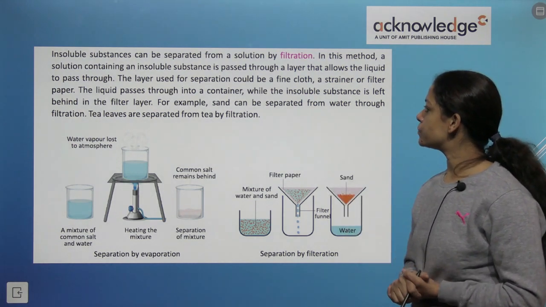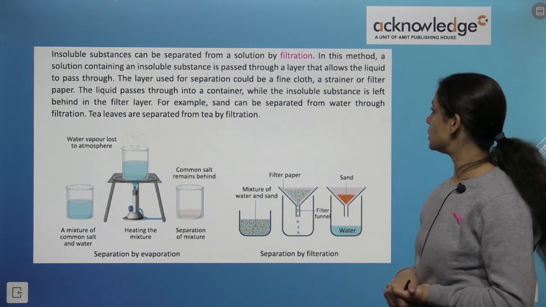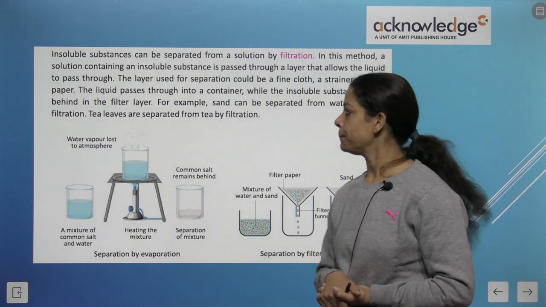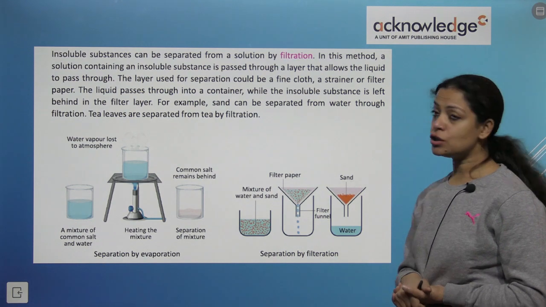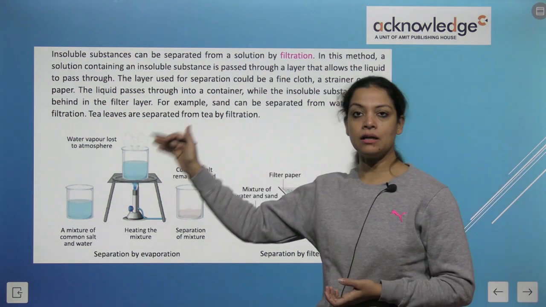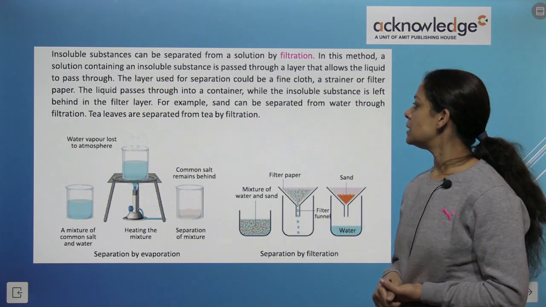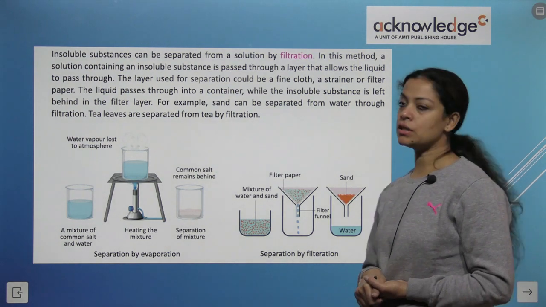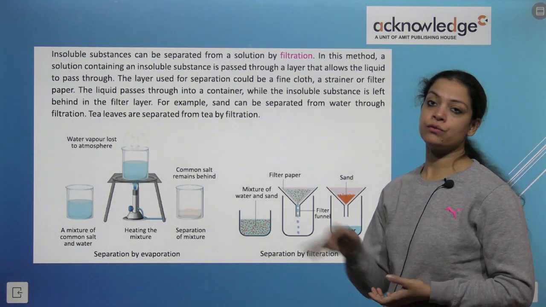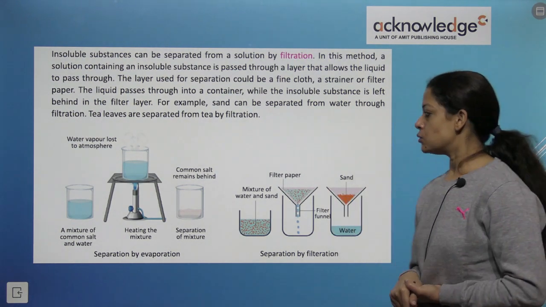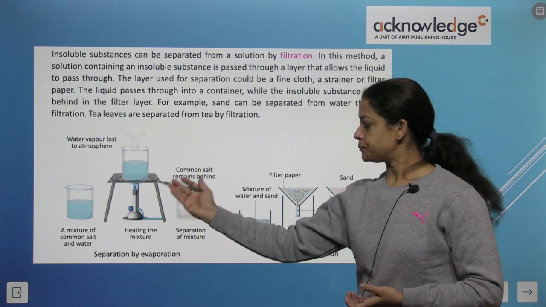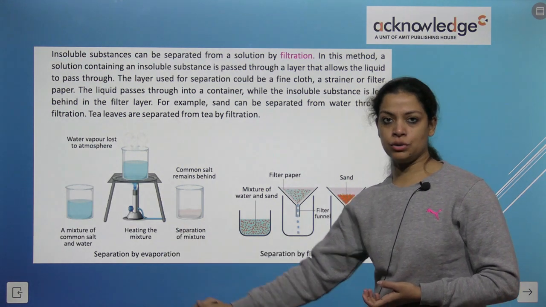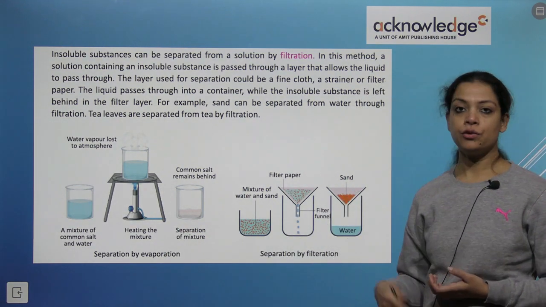So the layer used for separation could be a fine cloth, a strainer or a filter paper. The liquid passes through into a container while the insoluble substance remains behind in the filter layer. So the example is, sand can be separated from water through filtration, and as I gave you the example of tea. So these are basic things: how you can separate salt solution, that is through evaporation, and separation by filtration.